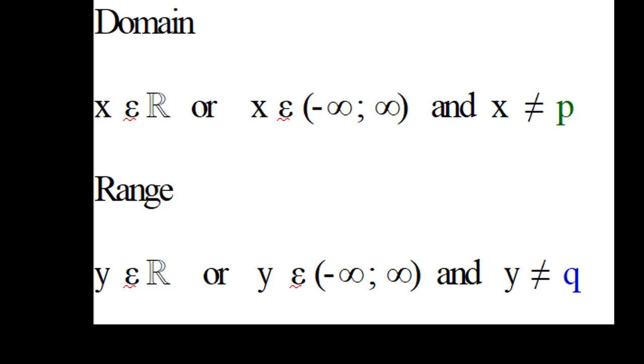What is the range and the domain of the hyperbola? Well, firstly, x, the domain, is an element of the real number set. That means that x is an element of minus infinity to plus infinity, except that x is not equal to p. And the range, y is an element of the real numbers, going from minus infinity to plus infinity, but y is not equal to q.